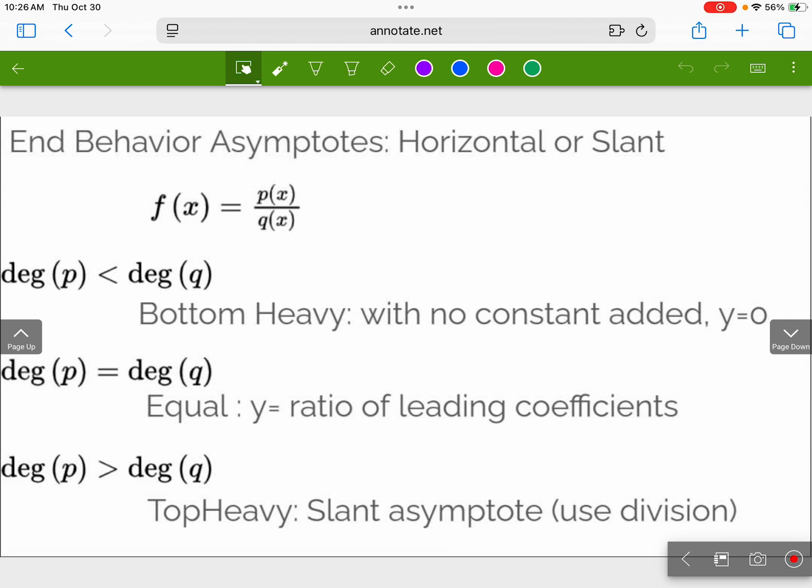And the way we know whether we have horizontal or slant is we look at our degree. So the degree of our numerator versus the degree of our denominator. So in quotient form, that's what we mean by down here with the no constant added bit. That's talking about quotient form.